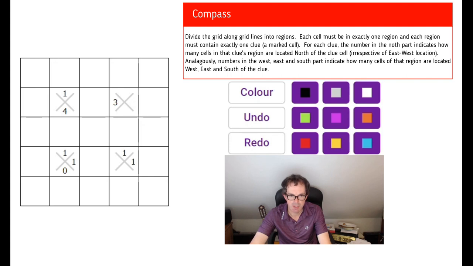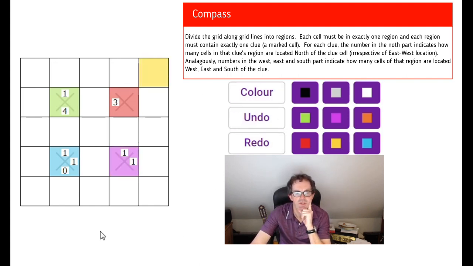Now let's try and think. Probably what I'll start with again is I'm going to highlight these in different colours. Let's start with that. That at least makes me feel like I'm doing something. So how could we start this puzzle?